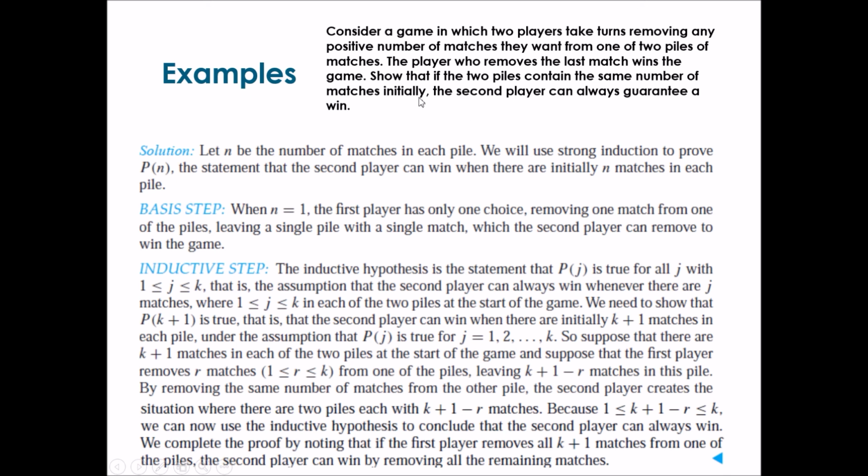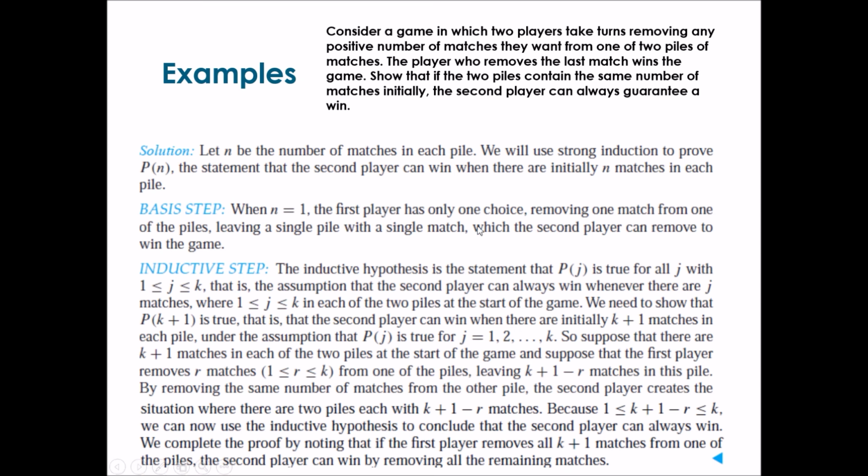Now the target here is to show that if the two piles contain the same number of matches initially, the second player can always guarantee a win. Initially both piles contain the same number of matches and the players remove the same number of matches as well. Okay, so this is the condition. Now the solution: let n be the number of matches in each pile. We'll use strong induction to prove Pn, the statement that the second player can win when there are initially n matches in each pile.